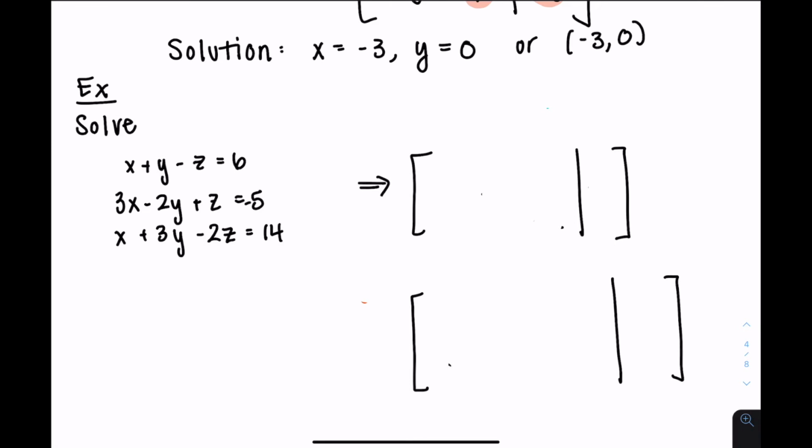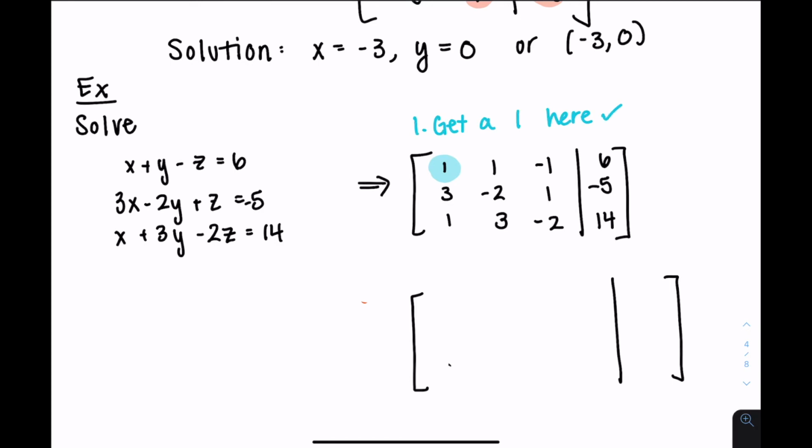So my first equation, I have a single x, a single y, negative z, and a 6. My second has 3 x's, negative 2y, 1z, negative 5, and then 1, 3, negative 2, 14. So my first step is still to turn this into a 1, but the nice thing is that's already done for me. If this wasn't a 1, I could have swapped these two, make my life a little easier instead of dividing by a constant, because sometimes that can give you nasty fractions.